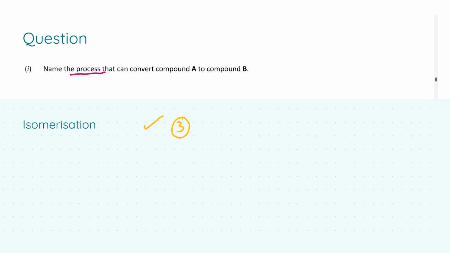How do we know this is isomerization? Well, you could say that compound A and compound B are isomers of each other. So what does this mean? It means that they have the same chemical formula, but different structures. So there's the same amount of atoms of carbon and hydrogen present in A and B. They just have different structures from each other.